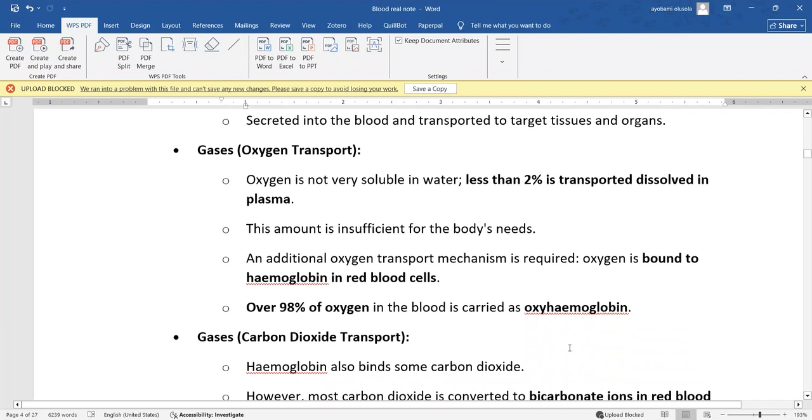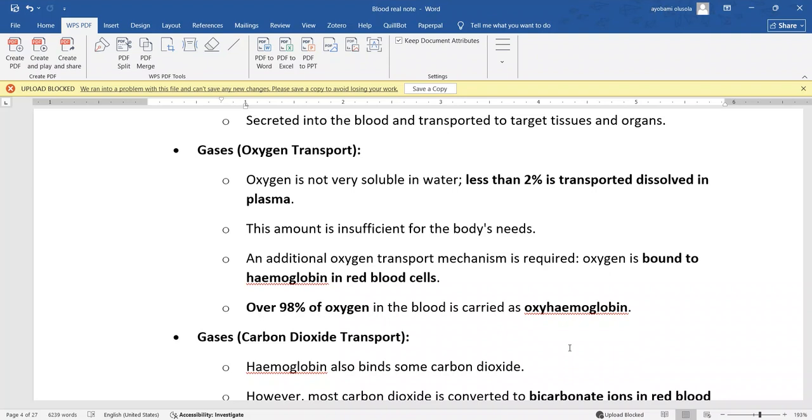So, gases. Let's talk about some of the gases that we have in the blood. Number one is oxygen. Oxygen is not very soluble in water, less than 2%. Because of this, less than 2% is transported dissolved in the plasma. Why? Because oxygen is not very soluble in water. Now, this amount, less than 2%, is insufficient for the body's needs.